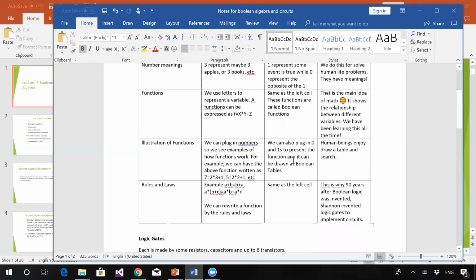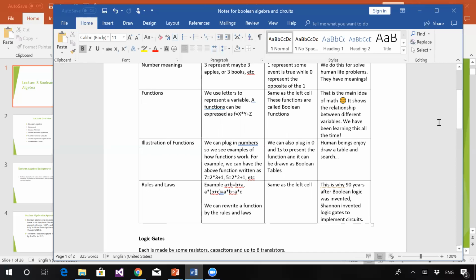We can also plug in numbers to see what is going to happen for this function. We can plug in 0 and 1s. And in Boolean algebra, if we try all the values, including all the different types of 0 and 1s, we have Boolean tables. And the rules and laws are also the same as in regular algebra. In Boolean algebra, there are also rules and laws.